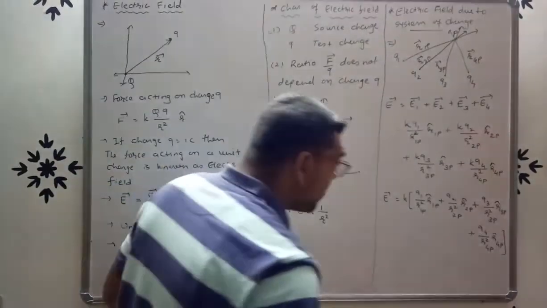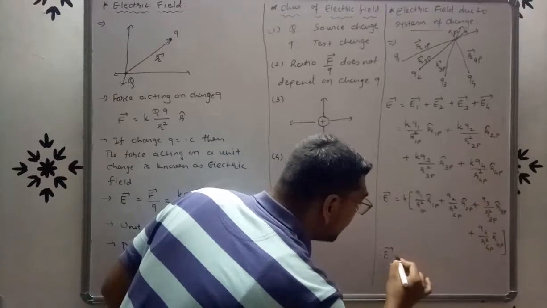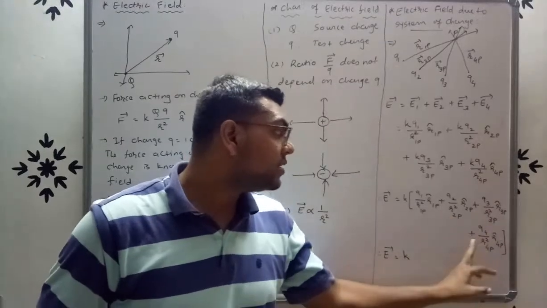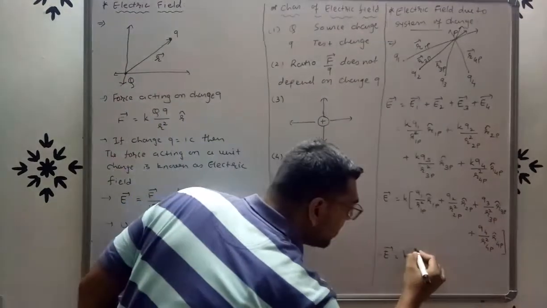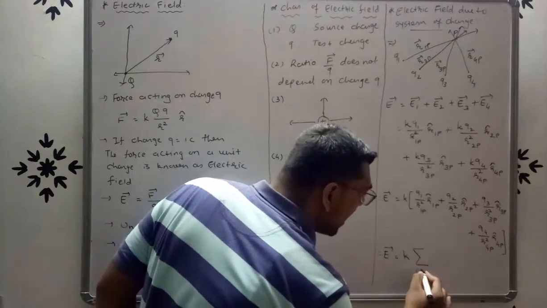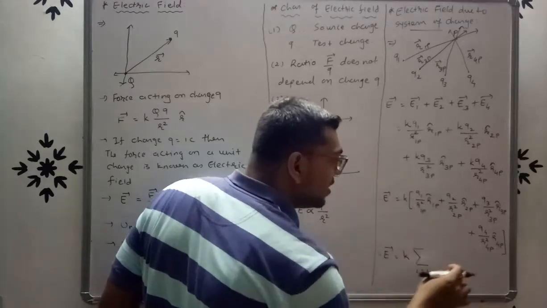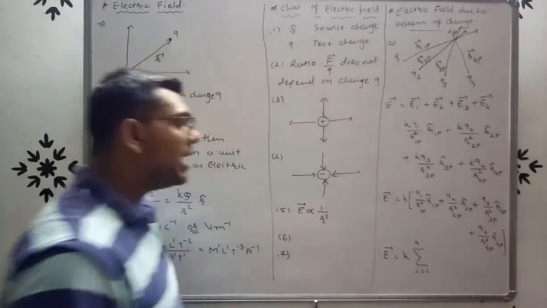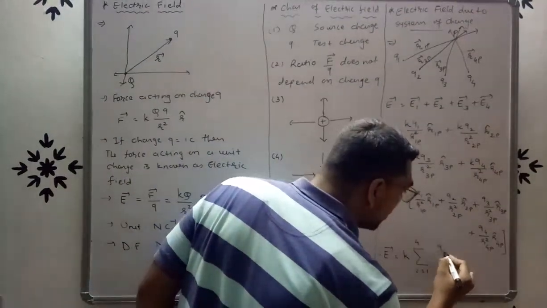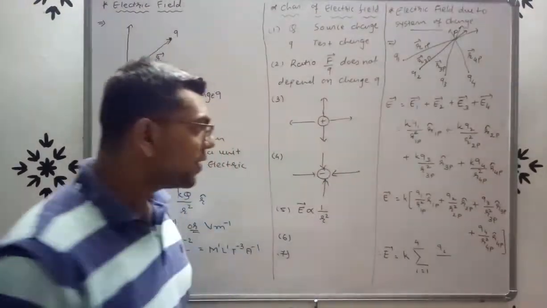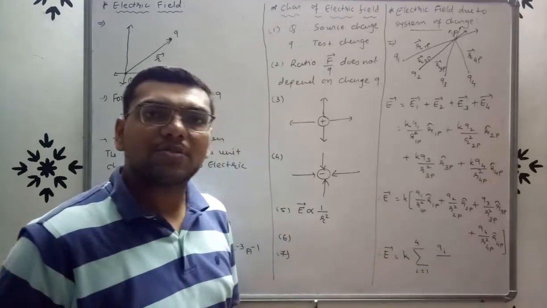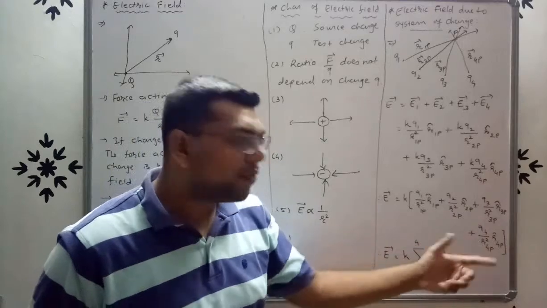Now vector E is equal to K as it is. See, here there is an addition, and the addition is given by sigma. Here we define the term i. So i starts from 1 and ends at 4, so i is equal to 1 to 4. Now see here Q1, Q2, Q3, Q4, so Qi upon R1P square, R2P square, R3P square, R4P square. So here the first index 1, 2, 3, 4 changes.